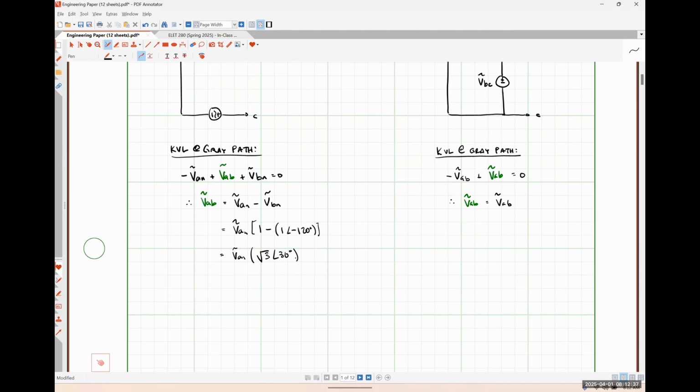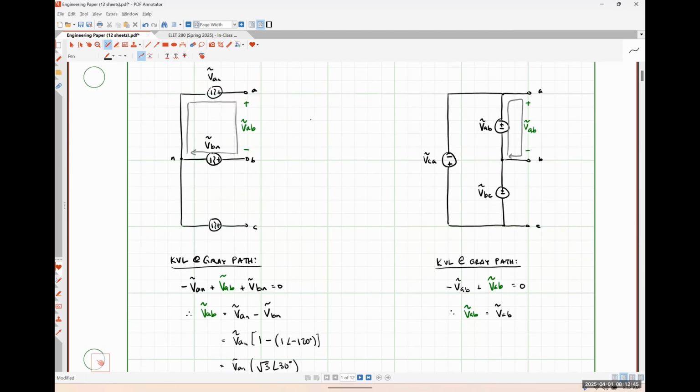So if I want my terminal voltages on my delta connected source to be equal, that means essentially that to convert from a Y connected system to a delta connected system, I simply multiply by a factor of root 3 angle 30 degrees. Okay. So that's my transformation to go from a Y to delta. So how do you guys think I'm going to go from a delta to Y in the opposite direction?